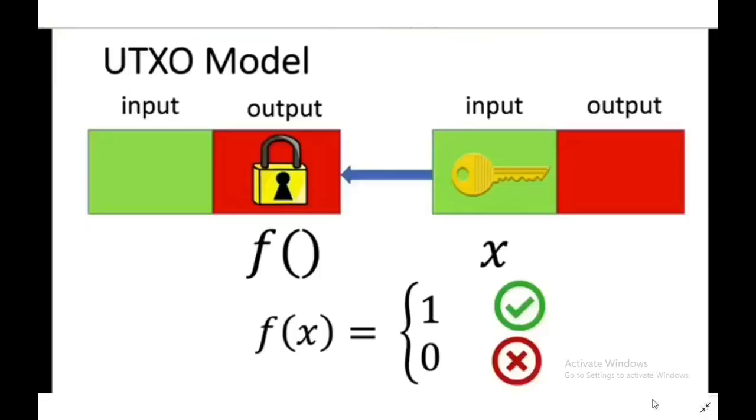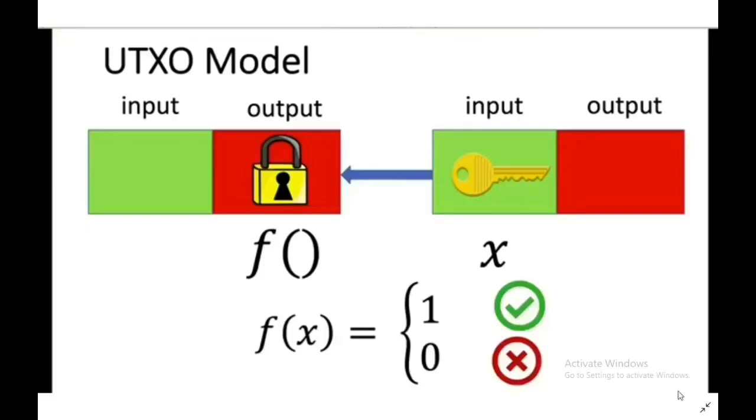A spent output is just like a corpse, like a dead body. An unspent transaction output, however, is available to use in a new transaction as long as you can unlock it. As you can see here, in the output we have a lock, and in the input we have a key. If this key can unlock this lock, then you can actually spend this output. Think of it like a mathematical function, f of x. It will either return true or false.